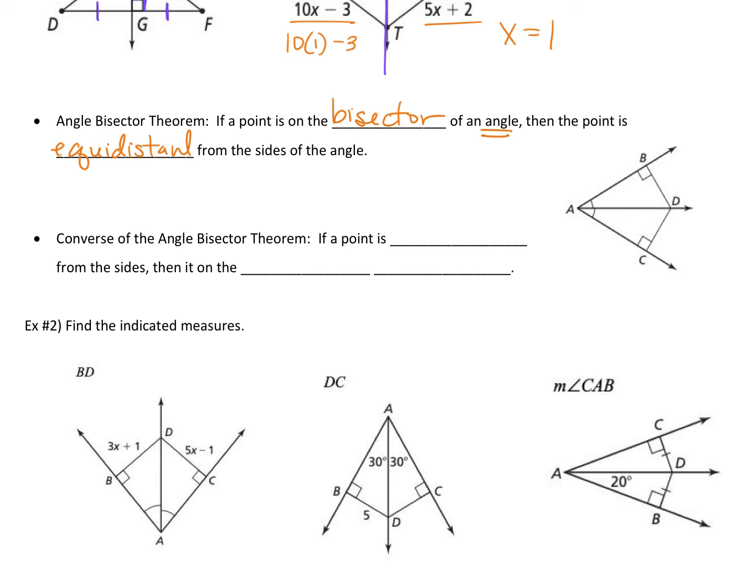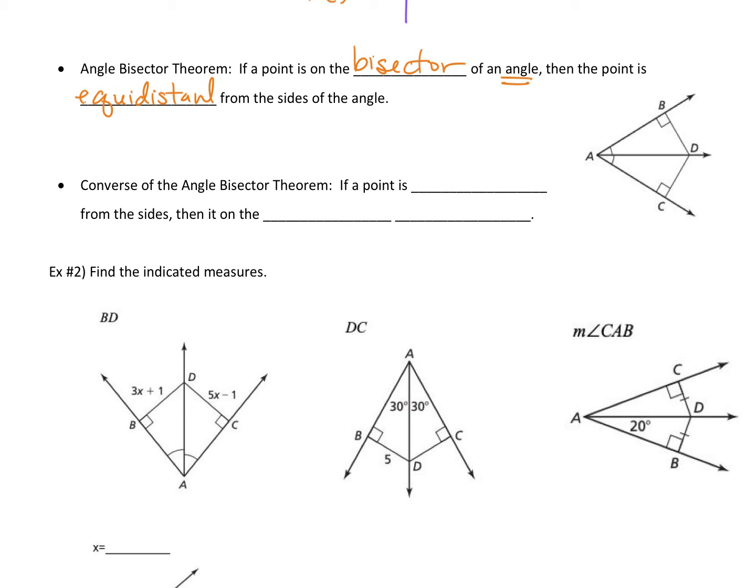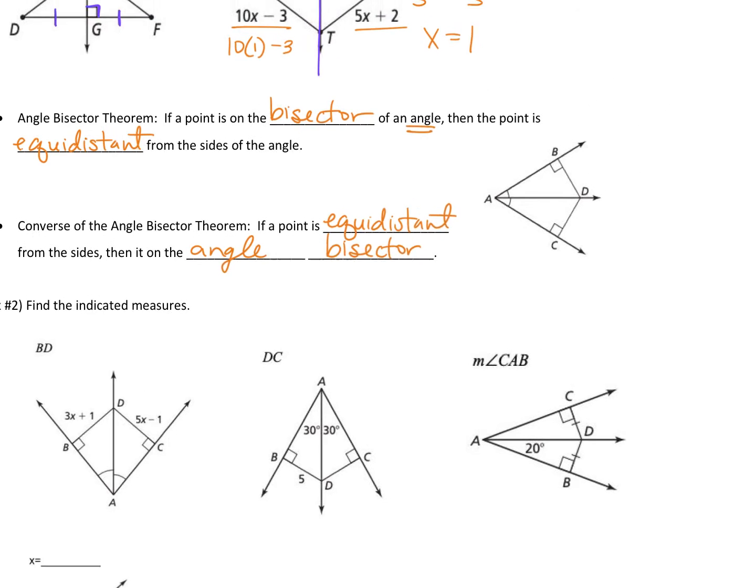Okay, the converse of that is also true. If a point is equidistant from the sides of the angle, then it is on the angle bisector. So look at this picture.